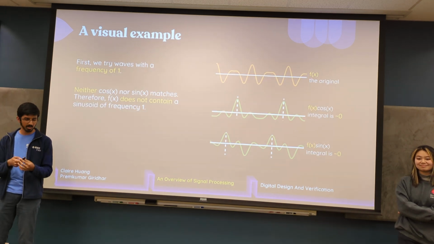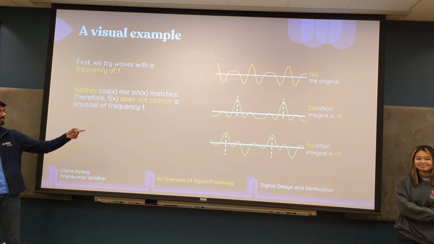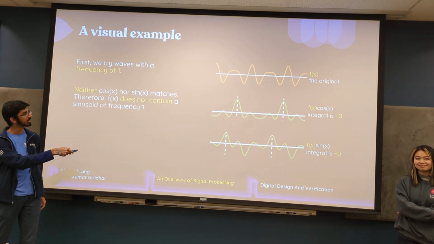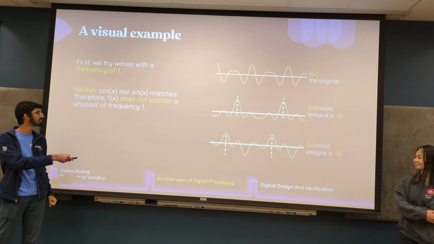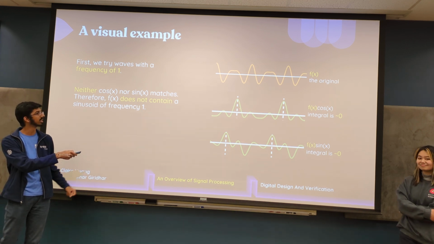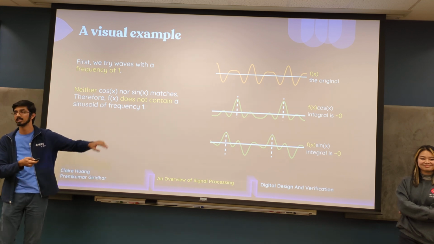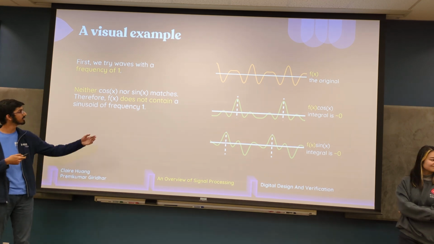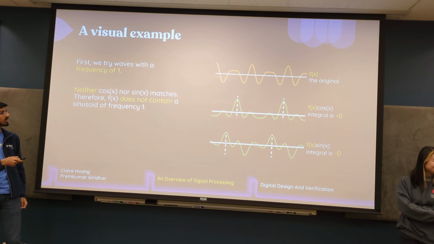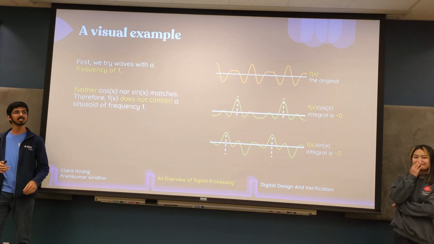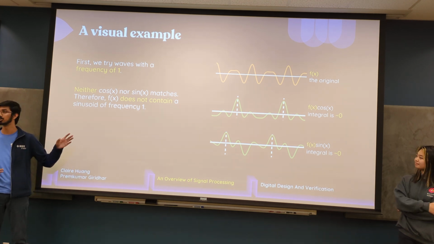First, we're going to try two waves, a cosine and a sine, each with a frequency of 1. As you can see, the integral for both of these multiplications is roughly 0. You can tell just by looking that there's roughly an even amount at the top and the bottom of the x-axis. Since both of these are 0, we know that f of x does not contain a sinusoid with frequency 1. Does everyone understand how we reach that conclusion?